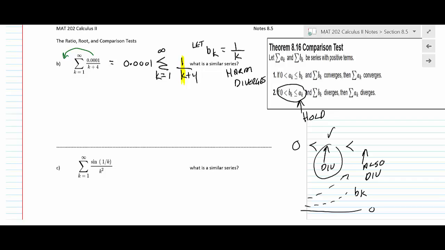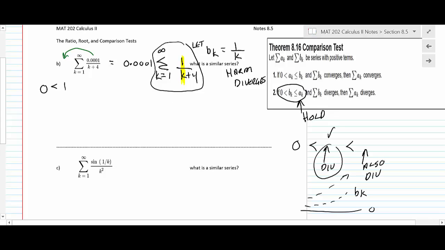All right, so what we're going to do is see if this inequality holds. Just disregarding the point 0, 0, 1, we need to look at this. So we're going to write down 0 less than b sub k, that's what we're comparing it to, less than or equal to a sub k. That's what we need to see if it holds. If it holds, it diverges. If it doesn't, we can't conclude anything from this test.